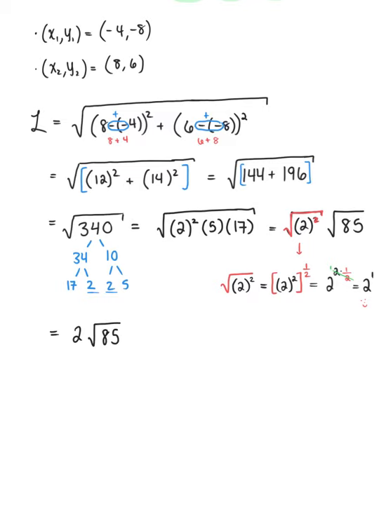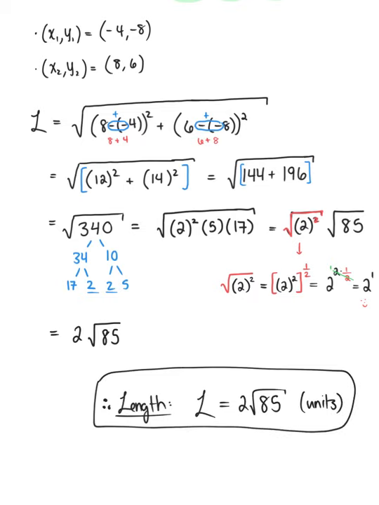85. So we can say, therefore, the length of this line segment from point A to point B is 2 times the square root of 85 units long. So this is the length of our line segment and our beautiful final answer.